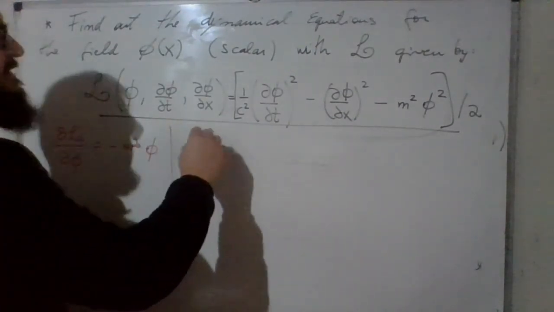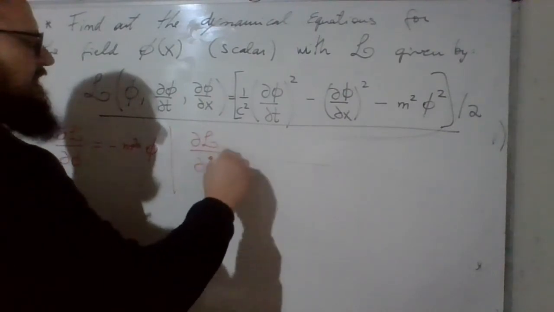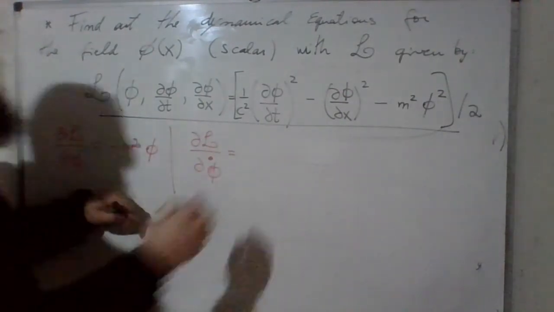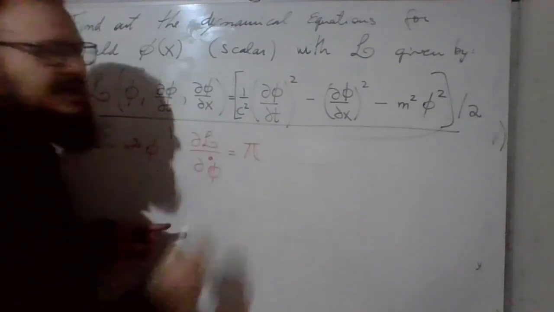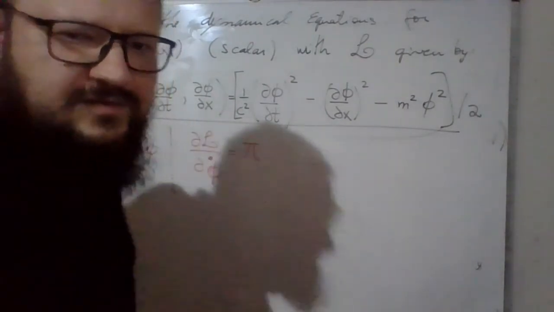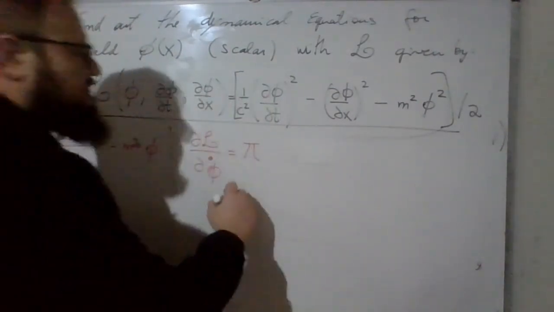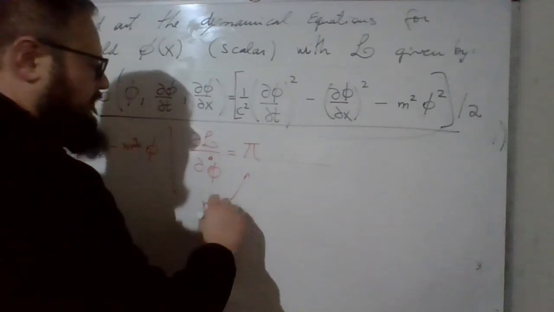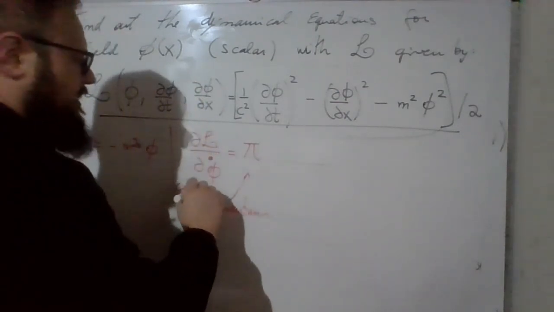If I calculate the derivative with respect to phi dot, which is the time derivative, this is, by analogy, the canonically conjugated momenta of the field, or momentum in this case for a scalar field, momentum of the field, or canonical momentum.